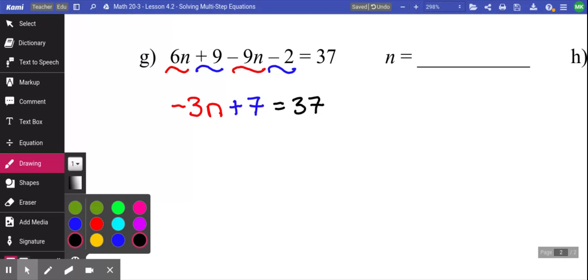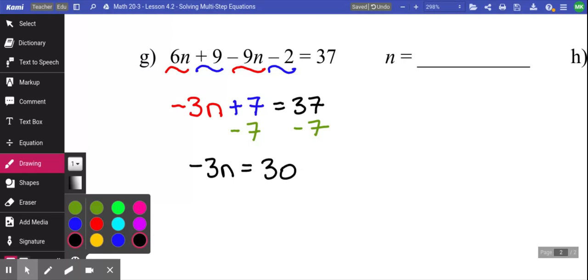Cool. Now you've got a question just like the page before. But you had to collect like terms first to then be able to solve for it. So what number do I need to move to the other side first? 7. Yeah, and the opposite of plus 7 is minus 7. So I'm going to subtract 7 from both sides. That gives me negative 3n equals 30.